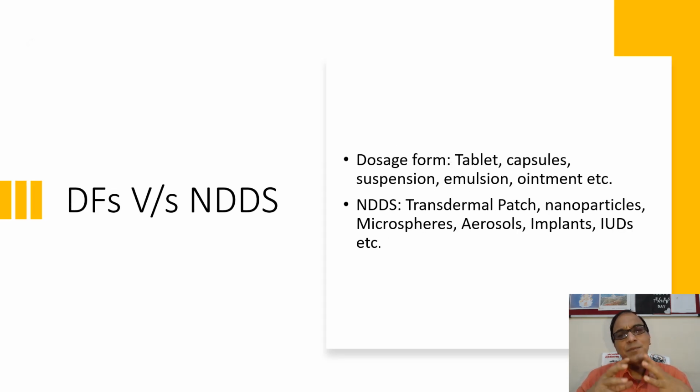Now let us see some examples. What are the dosage forms? There are tablets, capsules, suspensions, emulsions, ointments. All these are dosage forms. What are the delivery systems? Transdermal patches, nanoparticles, microspheres, aerosols, implants, IUDs. All these are novel delivery systems.